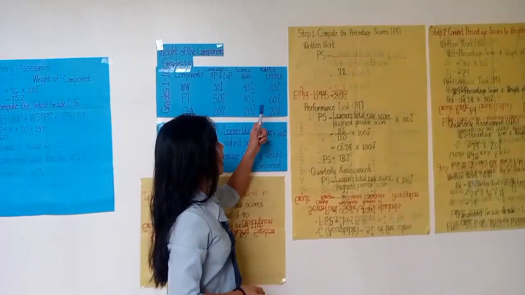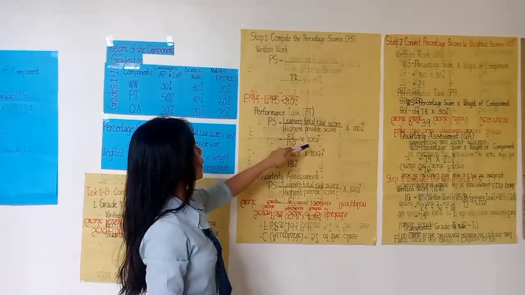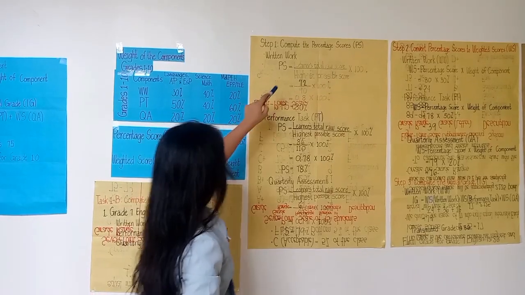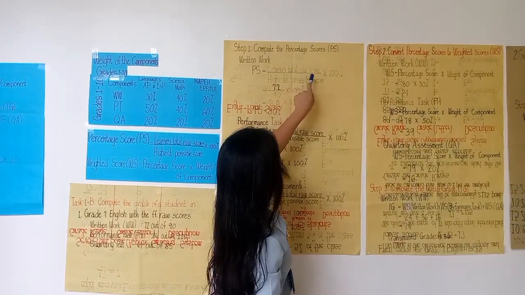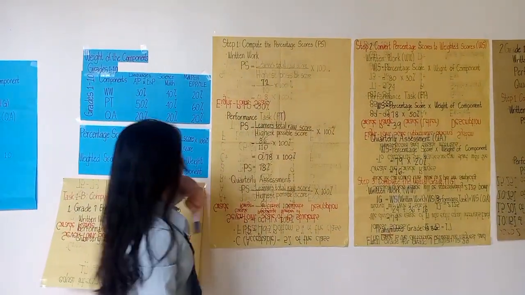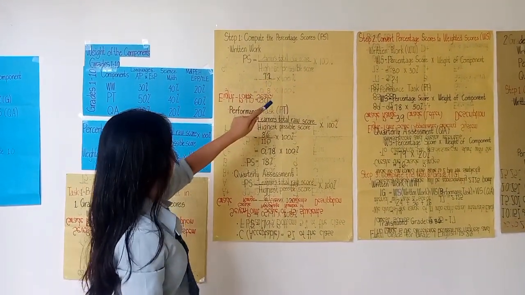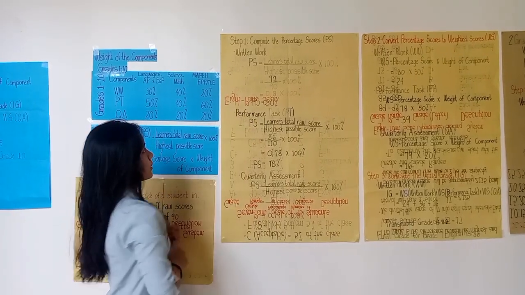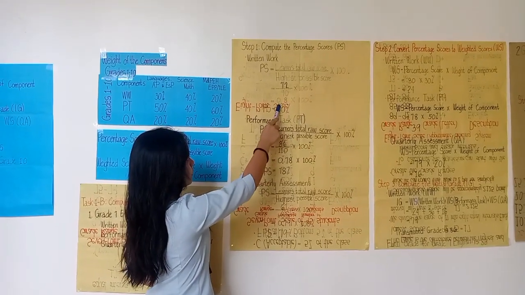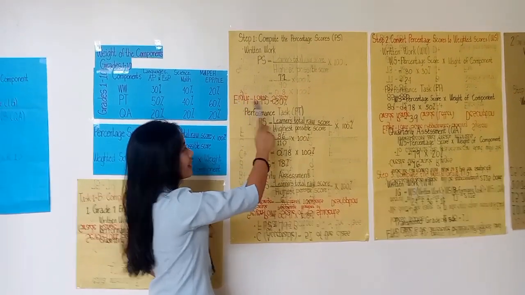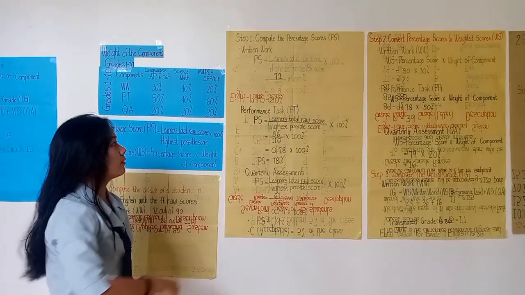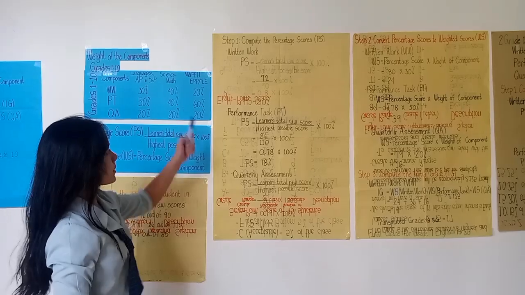So step one is to compute the percentage score. We're going to find the percentage score, and here is the formula: learner's total raw score divided by the highest possible score times 100. So 72 is the learner's total raw score. 72 divided by 90 is equal to 0.8, times 100, and so the total is 90%. Next is the performance task.